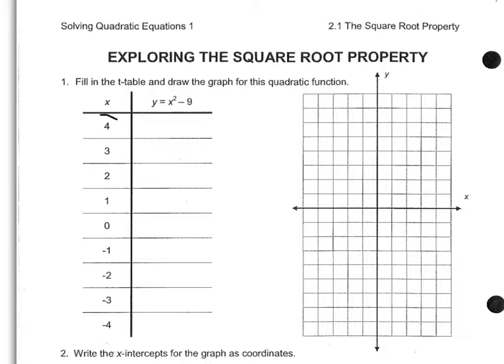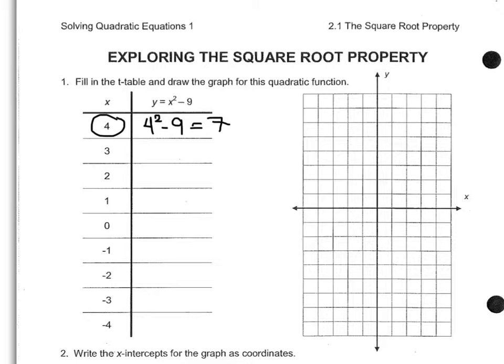So let's say our first x value is 4. So we're going to evaluate the function. We want to find out what is the value of y when x is 4. Well, we are going to go 4 squared minus 9. Well, we know 4 squared is 16. So then 16 minus 9 is 7. So when x is 4, y is 7.